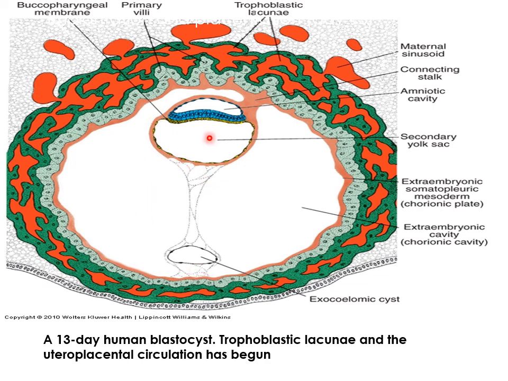Now, this slide shows that the trophoblastic lacunae and the uteroplacental circulation have begun. This is the embryo, again composed of the epiblast and hypoblast. This is the amniotic cavity, underlined also by the yolk sac.